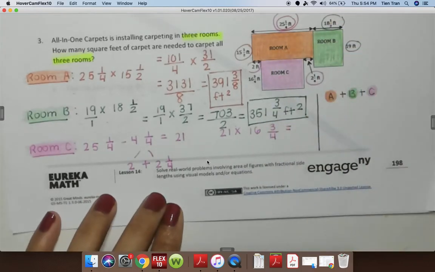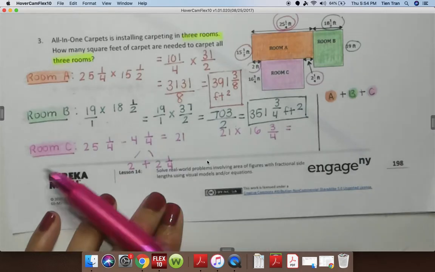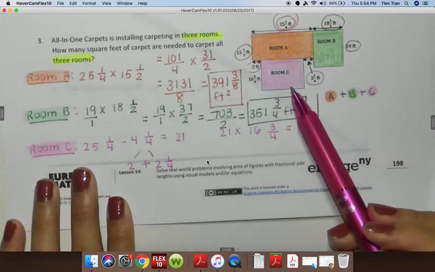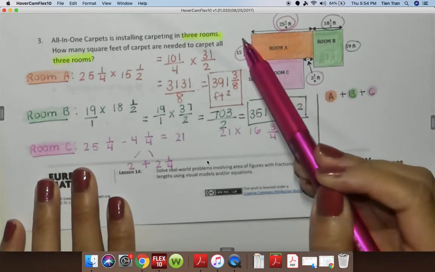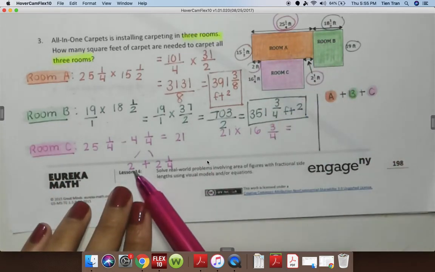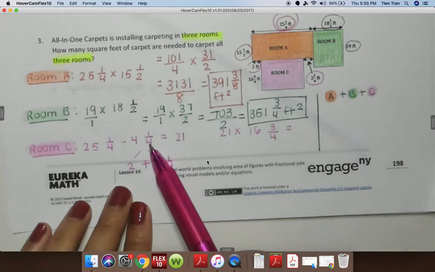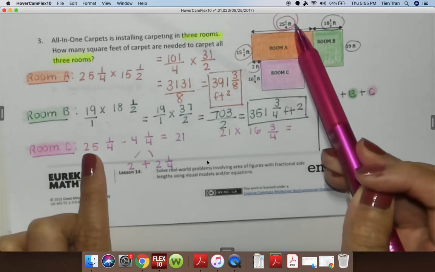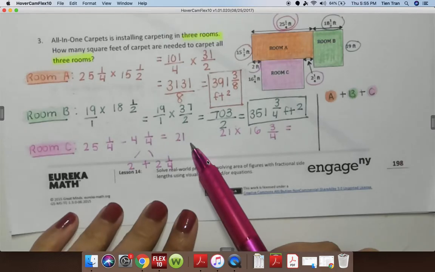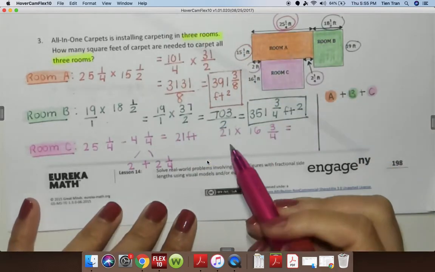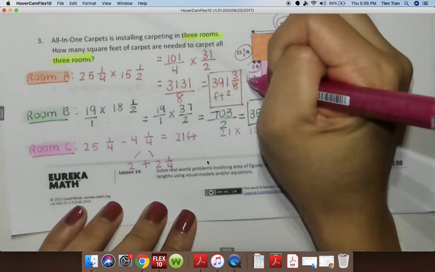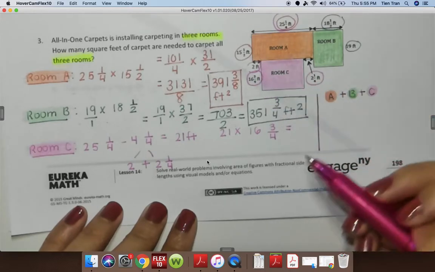Okay. Now that I solved for room B, I'm going to solve for room C. With room C, what I know is I have 25 and 1/4 feet. I have this measurement right here. But I need to subtract 2 and 2 and 1/4 feet. So I added 2 and 2 and 1/4, and I got 4 and 1/4. So subtracting 4 and 1/4 feet from 25 and 1/4 feet, I'm going to get 21 feet. With 21 feet, I'm going to multiply that times 16 and 3/4, which is my number right here, which is the width of the room C.